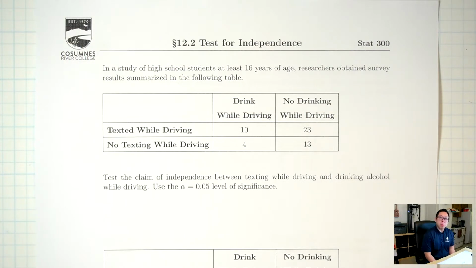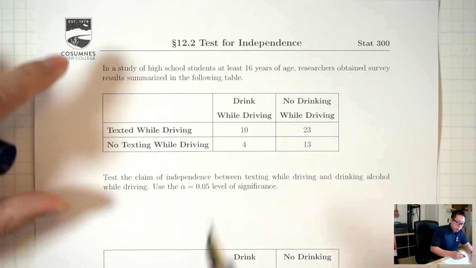In the last lecture, we talked about the test for goodness of fit, and that was a chi-square test. Today, we're going to talk about another type of chi-square test, the test for independence.